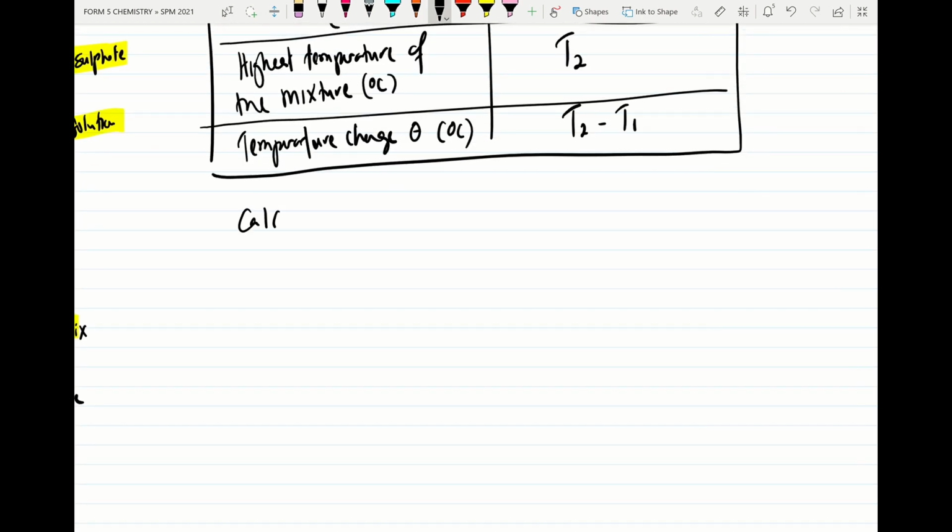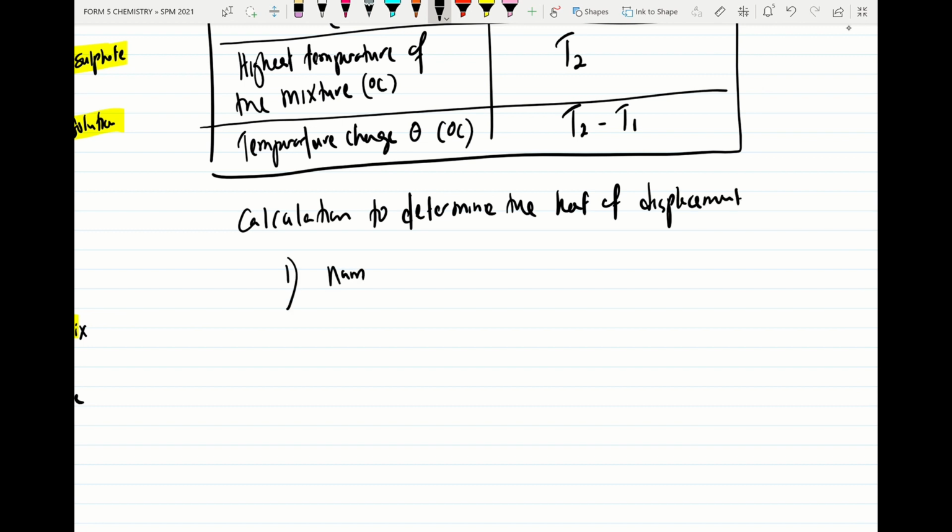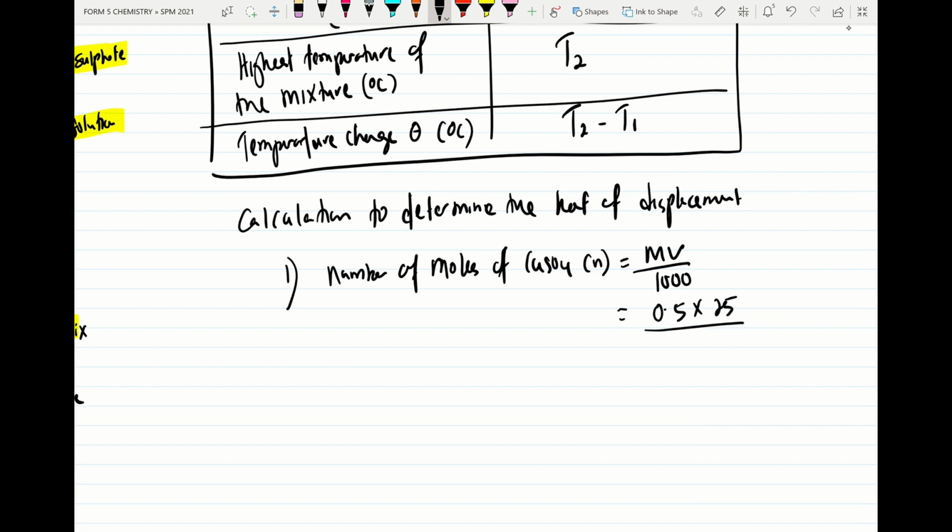Next, I go for the calculation to determine the heat of displacement. First point, we need to find the number of moles of copper(II) sulfate solution. We use n equals MV over 1000. The molarity used is 0.5, the volume used is 25 divided by 1000. So the answer is 0.005, and the unit is mole.